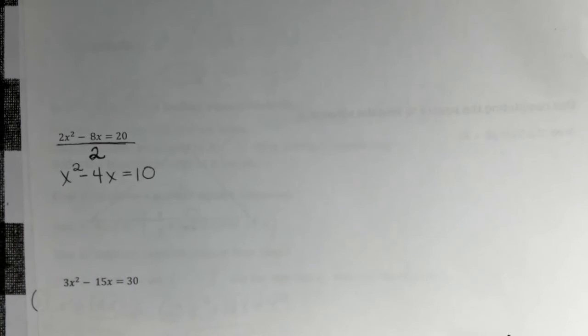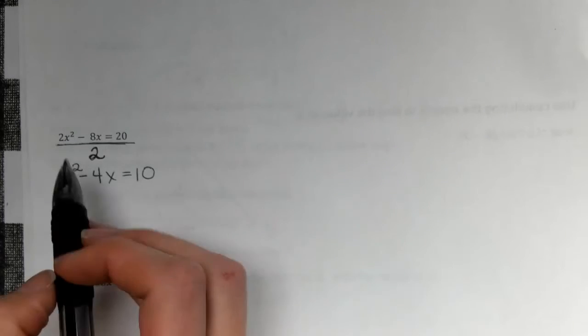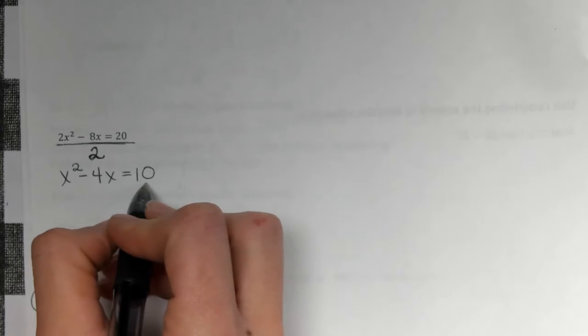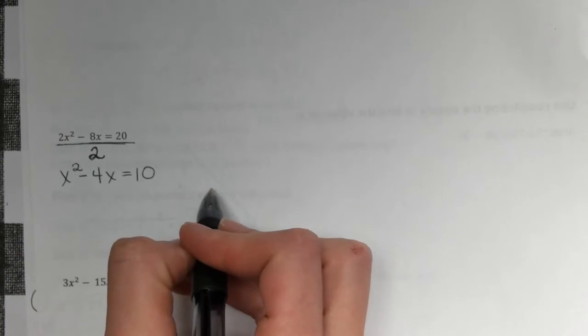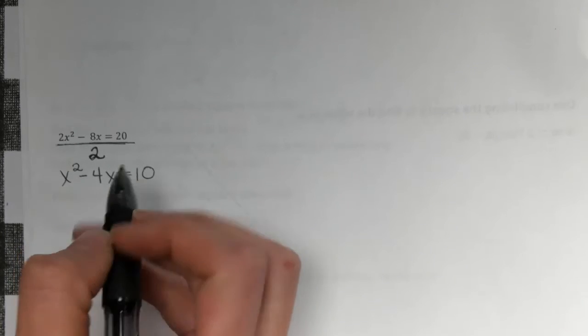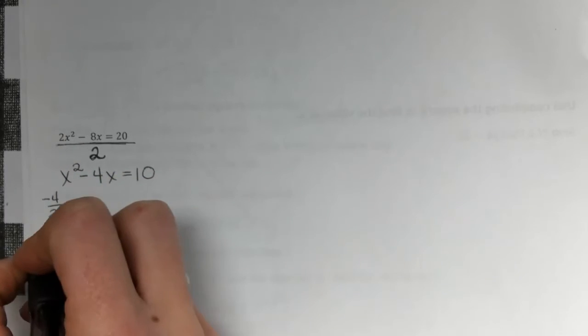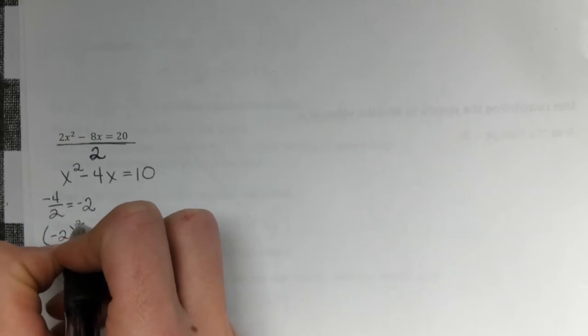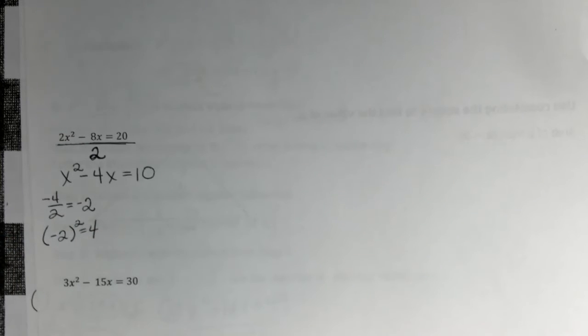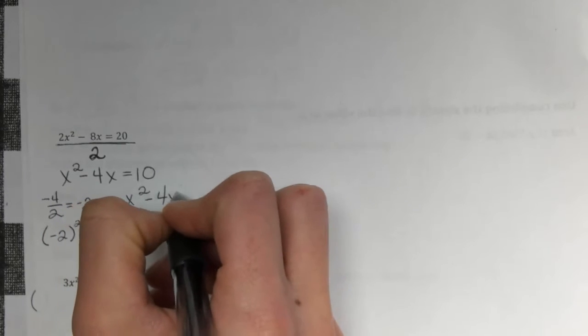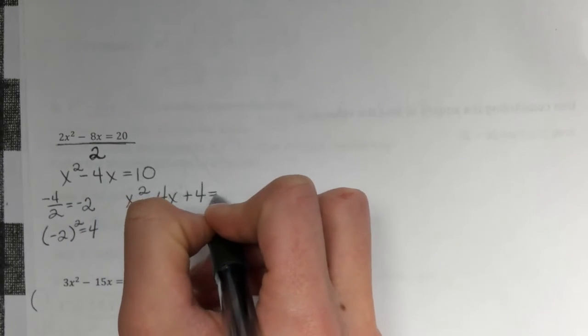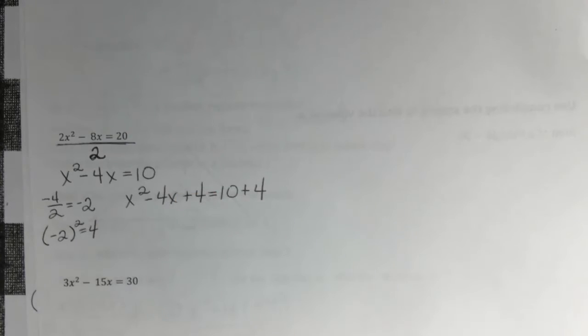Now you're back to everything we just did. The only difference between this problem and the problems we've been doing is that you divide first. It's already equal to my constant, so I don't have to move it back and then move it over again. I just take negative 4, divide it by 2, and I get negative 2. Take negative 2, square it, and I get 4. Then I have x squared minus 4x plus 4 equals 10 plus 4.